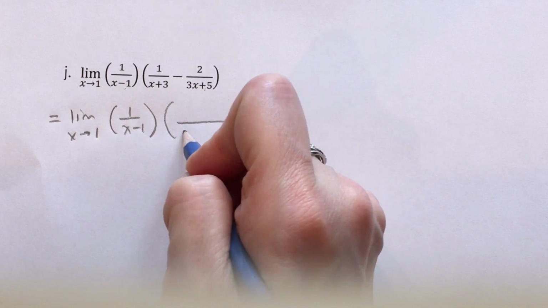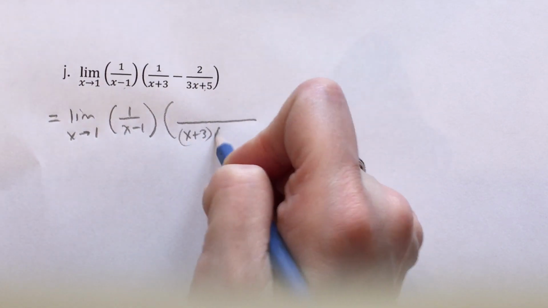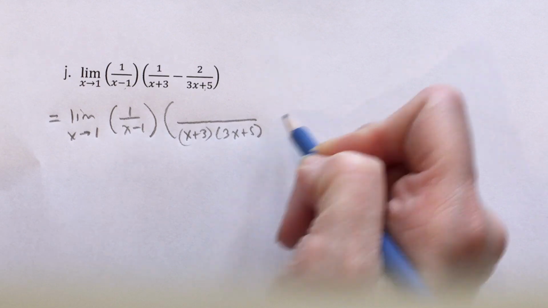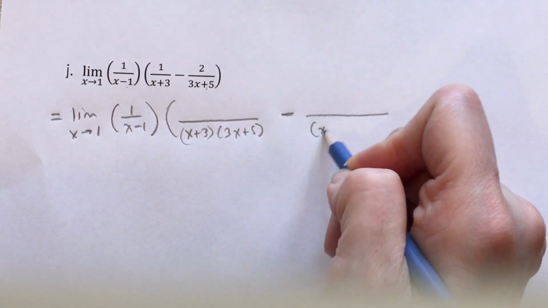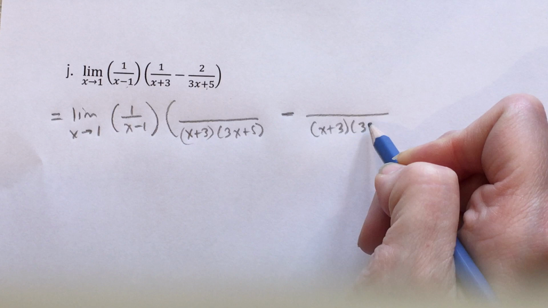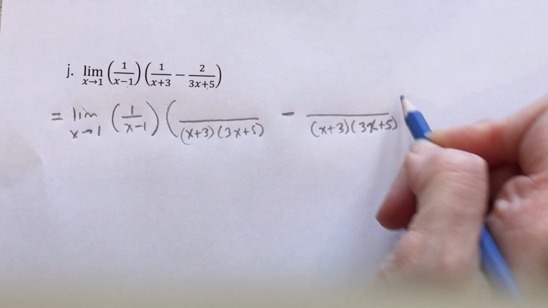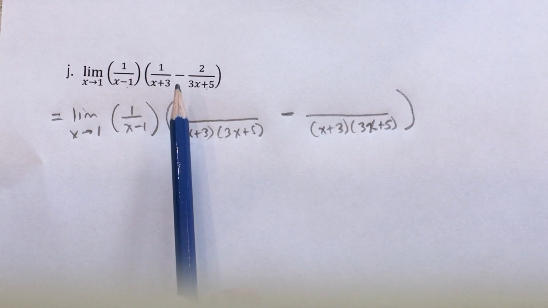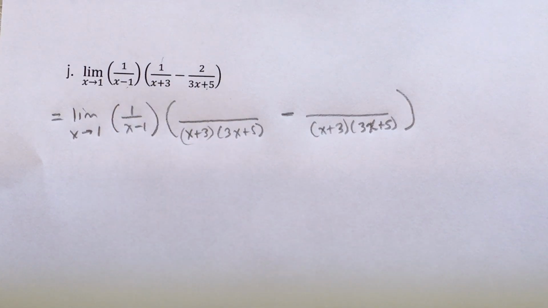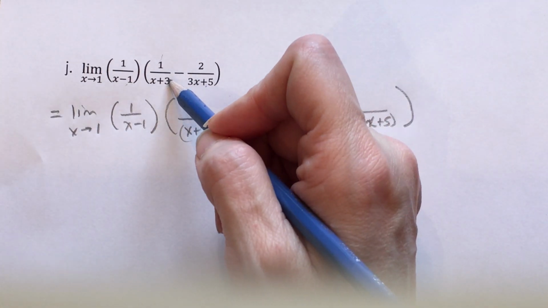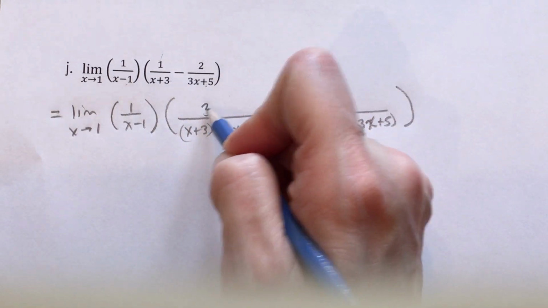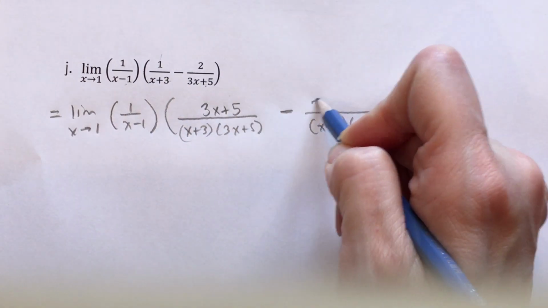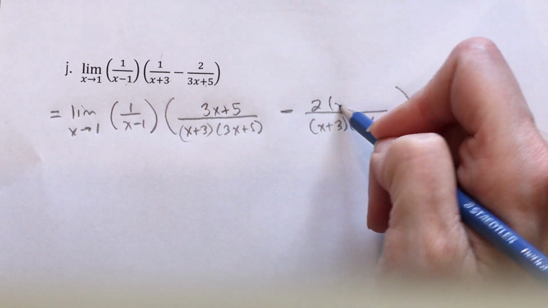And then here to subtract, we need a common denominator. So my common denominator is going to be x plus 3 times 3x plus 5, and minus x plus 3 times 3x plus 5. So really we're subtracting the fractions just because there didn't seem to be anything else to do there. We could have distributed it, but that didn't look like it would be very nice. So here I had to multiply the denominator by 3x plus 5, so I do that to the numerator. And here I had to multiply the denominator by x plus 3.